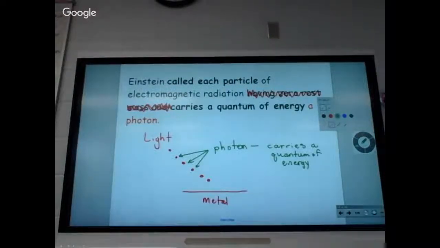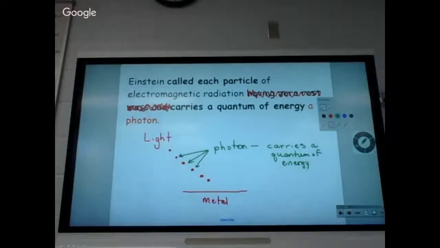So when I draw light, notice, first of all, that I've drawn light as particles. Light generally is viewed as a wave, but Einstein is saying that light, A, can be viewed as particles. B, it's not continuous, so I didn't draw it in a straight line. I drew it in a broken line to illustrate that it's like he suggested. And each of those individual particles carries a certain amount of energy.